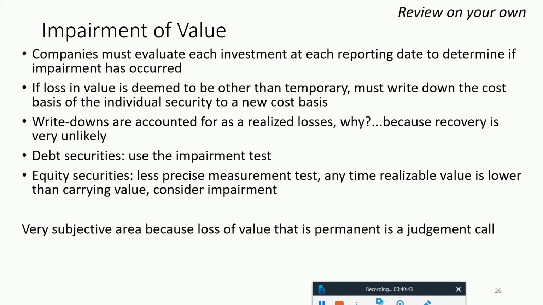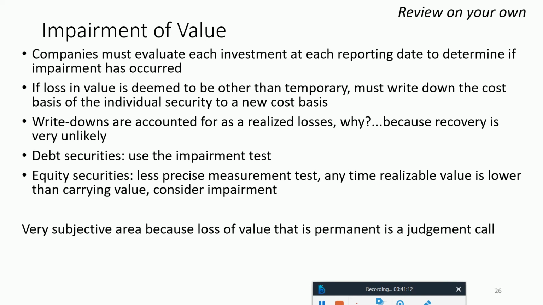Now, when a company does decide that it needs to write down an investment, it is accounted for as a realized loss. And the thinking behind that is because this instrument has lost value and it's not determined to be temporary, that recovery is so unlikely that in order to be more conservative, they need to record that loss in the P&L immediately.